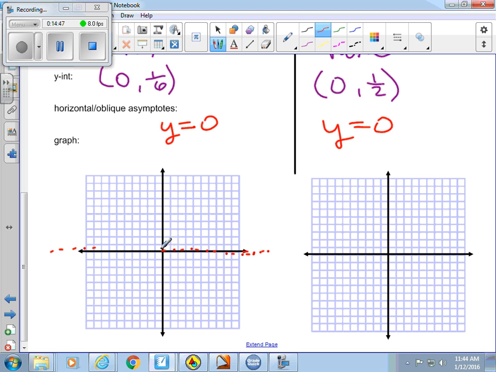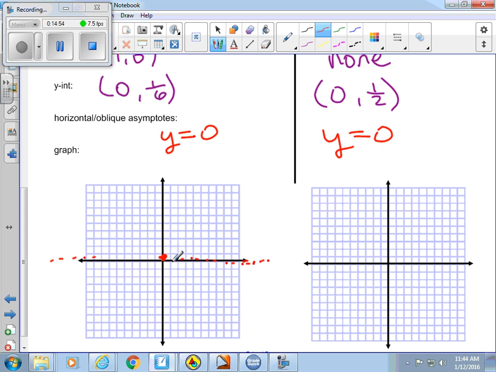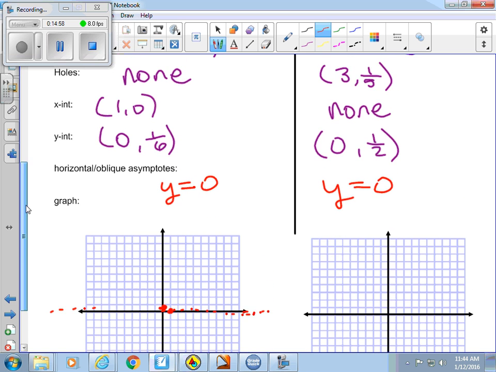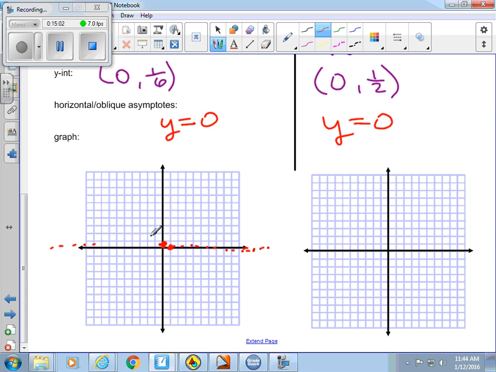The y-intercept is (0, 1/6). The x-intercept was (1, 0). There were no holes. Vertical asymptotes at -2 and 3.